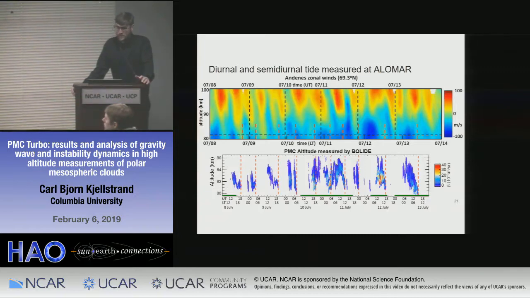So this is part of the reason that next time we fly, we hope to go to a more polar latitude so that the semidiurnal tide effects are weaker and we have more coverage of PMCs. We're still pretty happy since we have 85 hours of data, but we're always thinking about ways to improve the experiment.